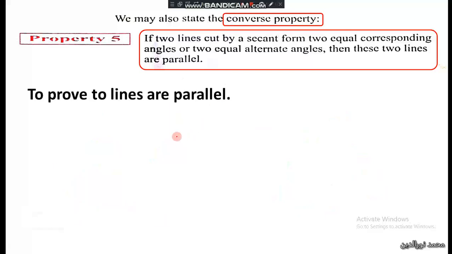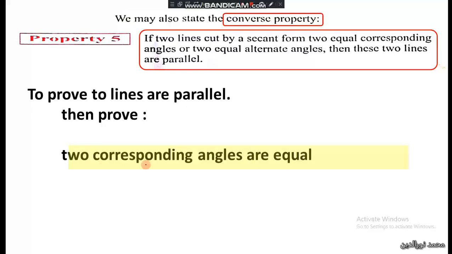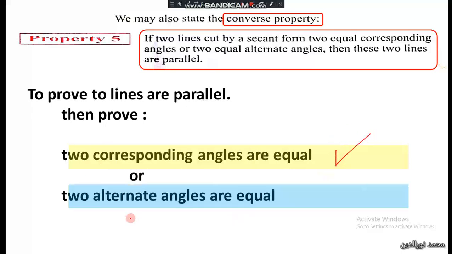So to prove two lines are parallel, we have to prove that two of the corresponding angles are equal, or we could prove that two of the alternate angles are equal.